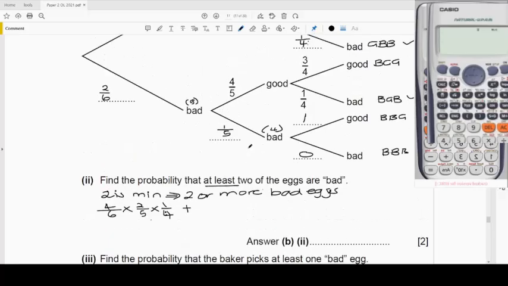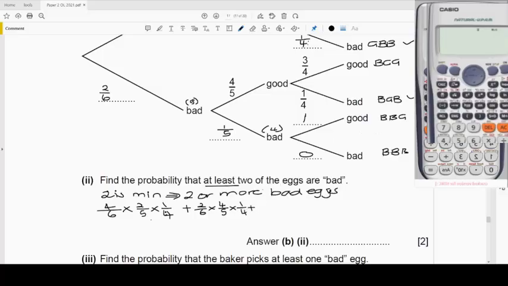And then our next one is this one over here. So you go along the tree and see how you get to this point. You have 2 over 6 times 4 over 5 times 1 over 4.